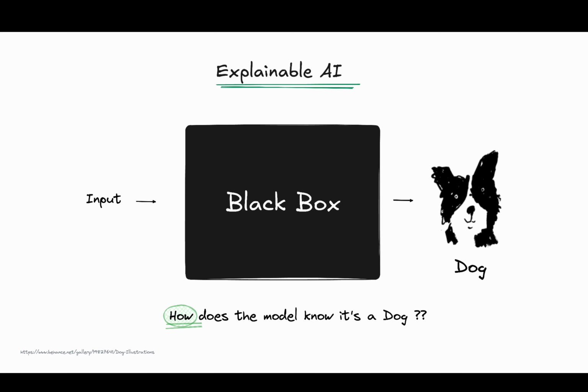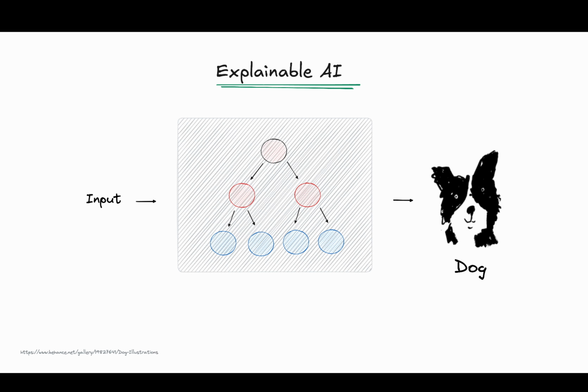Because think about it, if we don't know how the model reaches its decisions, how can we trust it? And this is especially important when AI is used in fields like healthcare or law, where understanding the why behind the result is very important. And that's what we are going to do in the upcoming videos, to see how we can open up this black box and make sense of what's inside.